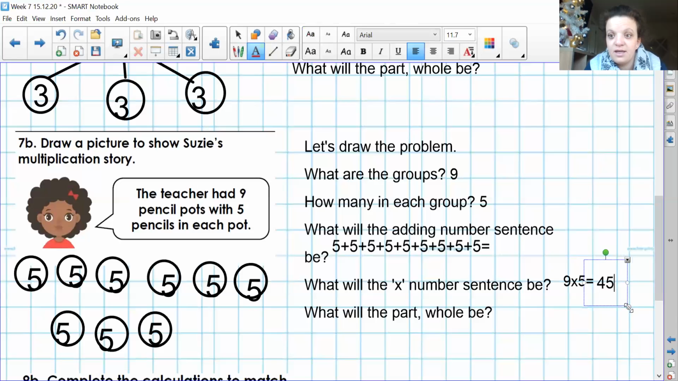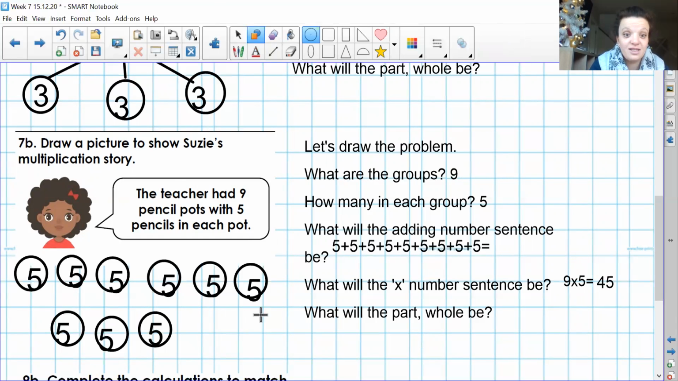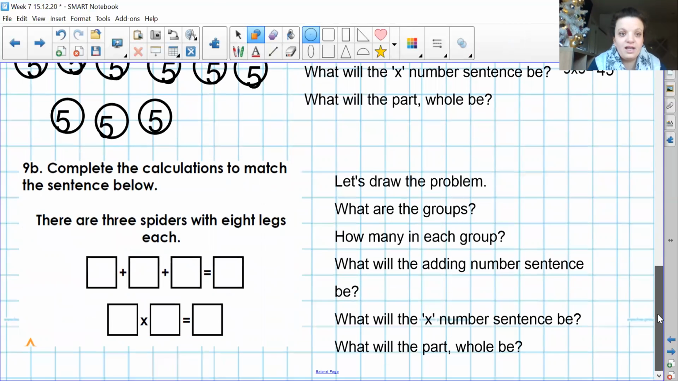Okay, so now I know that I've got all my parts here that make my whole, because I've got 9 parts, and then all together make my whole number, which will be 45. Fantastic. Right, last one for you to do. 3 spiders with 8 legs each. What will my add-in number sentence be? What will my times number sentence be? Draw your part whole and draw the problem. Off you go. Pause me.